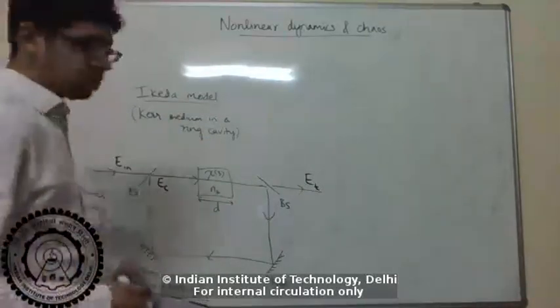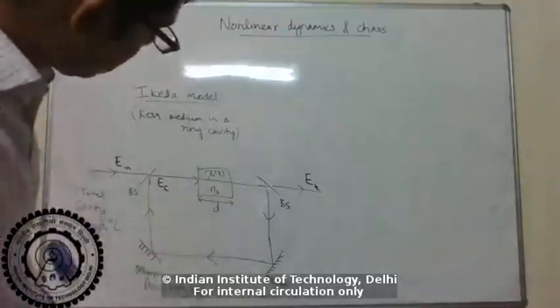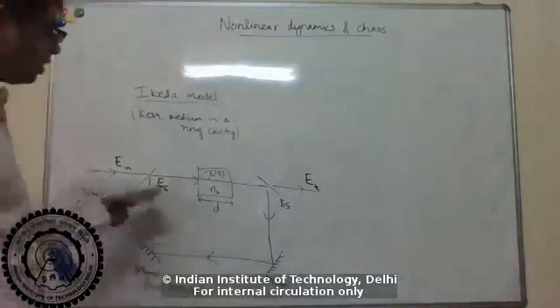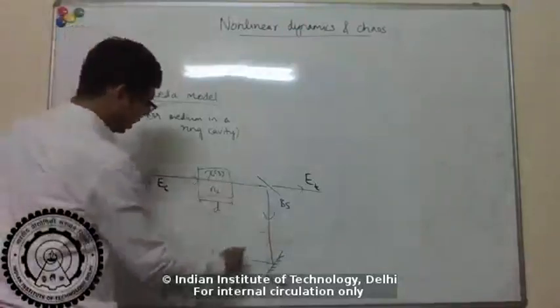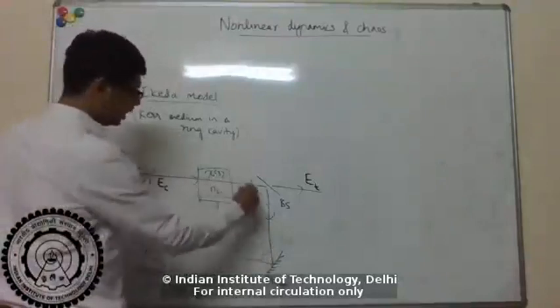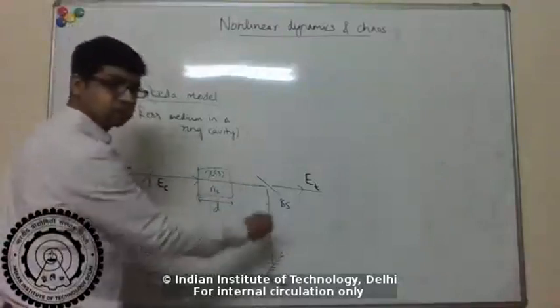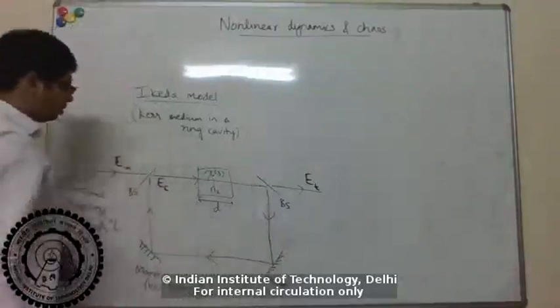Sir, how do we know that the field inside the ring cavity is just a traveling wave? We do it mathematically, or... I mean, you can directly see, right? The field here is circulating in one direction. The field is only traveling in one direction. There's no field in the other direction, just from the setup. Yes, sir.